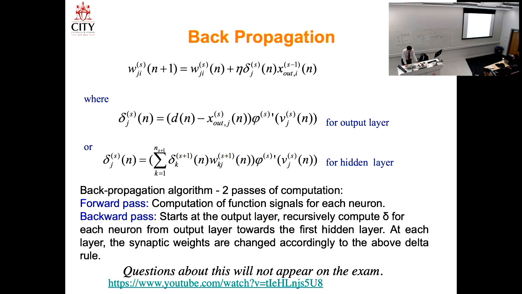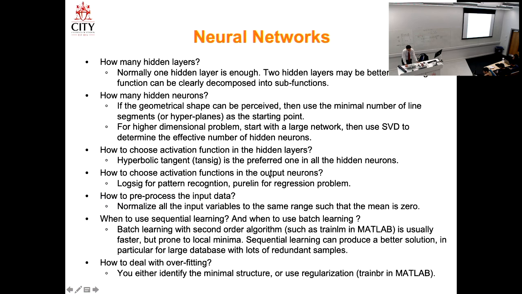So don't worry about these equations. They won't be on your exam, and there is a video here if you want more details to see how exactly it's happening. The method they use is mainly gradient descent. So neural networks, the way to set them up is you can use hyperbolic tangent for activation in hidden neurons. You can use log-sigmoid for the output layer, depending on what you want to do with your neural network. There are some rules for deciding the number of hidden neurons and number of hidden layers, and you can have a look at this stuff.